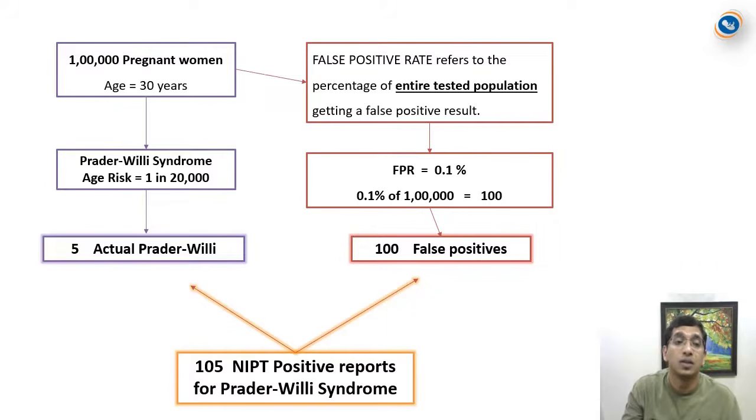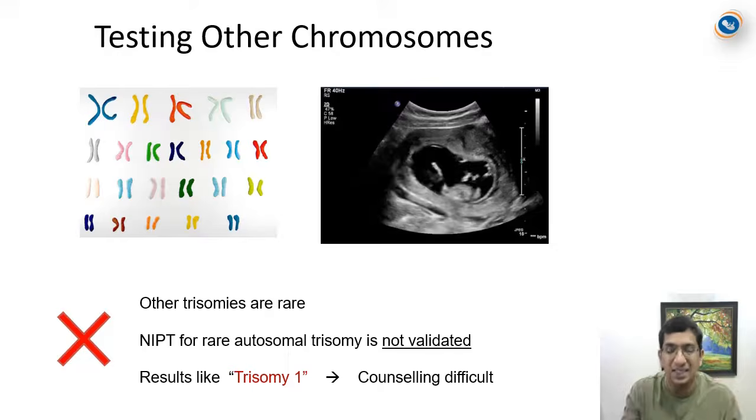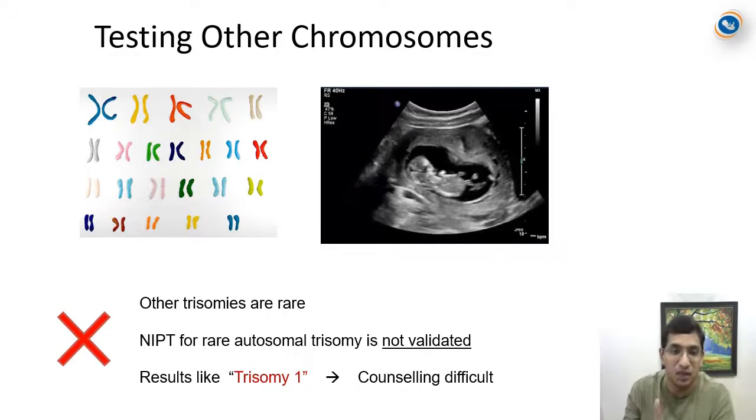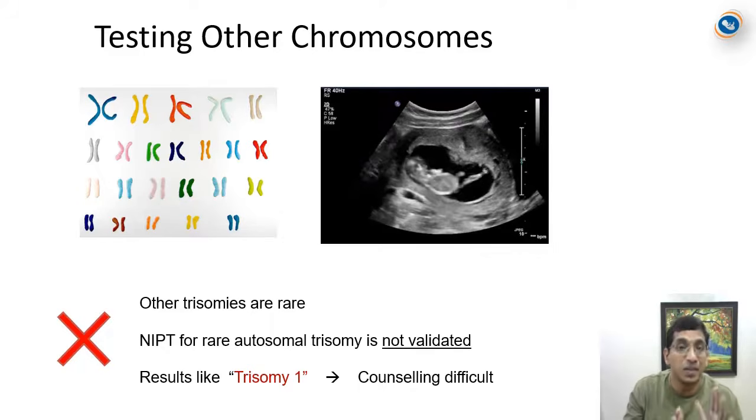Same way for others, like DiGeorge syndrome where NIPT will be 81% wrong, Cri-du-chat syndrome where NIPT will be 80% wrong, and Wolf-Hirschhorn syndrome where it will be 86% wrong. Now, testing other chromosomes. If you are testing for trisomy 21, why not test for trisomy 1, 2, 3, 4, 5, 1 to 22? You can test for everything. Should you be doing it? Absolutely not. First, other trisomies are extremely rare.